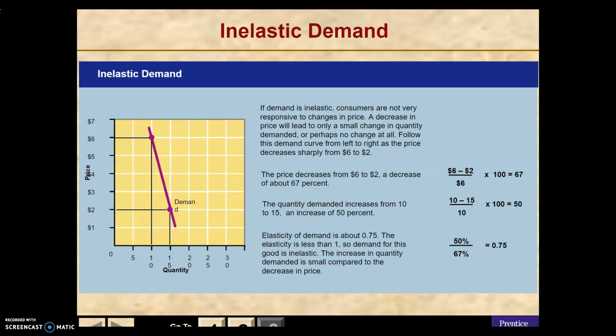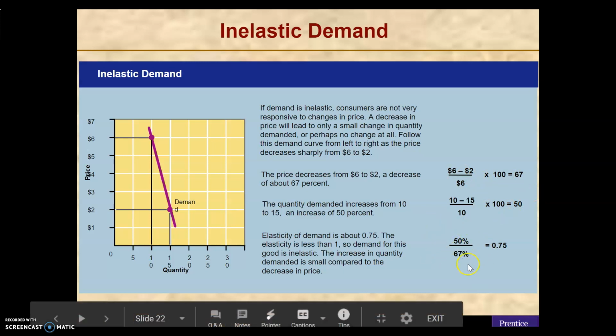You could put 66 if that makes you feel better. Either way, you're going to get a similar answer here. The same thing, the demand is increasing from 10 to 15. 10 minus 15 is in normal numbers -5, but no negative, so it's 5. 5 divided by 10 equals 0.5 times 100 is 50.